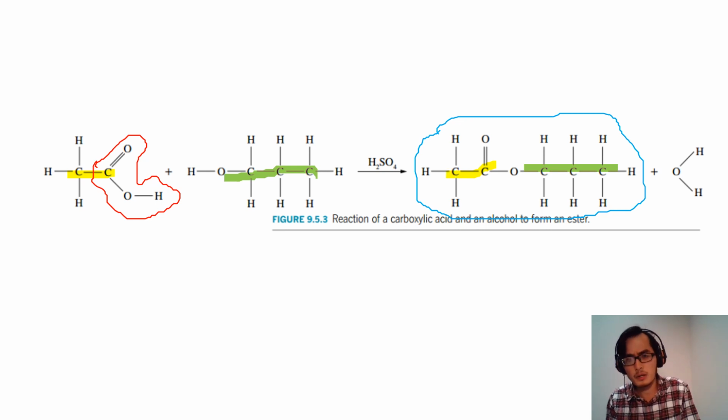And then it releases a water molecule as well at the same time. So a water molecule is being released as a product. At the same time, you do have your propyl ethanoate, which is the ester that is being produced. Moving on to the next slide.